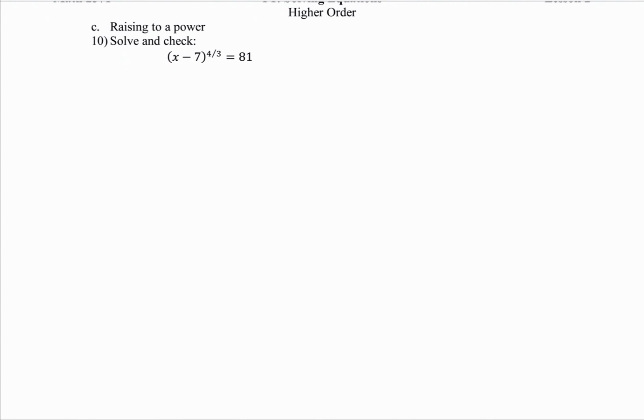Okay? Now let's go on to the next one. And the next one, we're actually going to use extracting roots. So the first thing we're going to do is we're going to say x minus 7 to the 4/3 equals 81. Now what we're going to do is we're going to raise this to the 3/4 on both sides. Okay? Now, here's the trick.